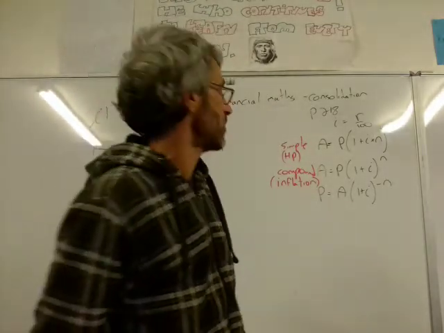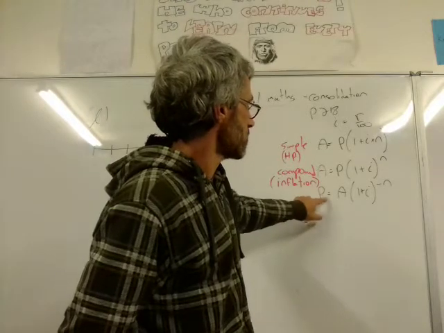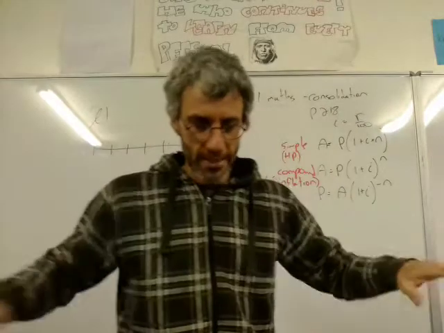You can make a similar formula for simple, but if we work with compound interest, then instead of power n, it's going to be power minus n. That's basically all the formulas.